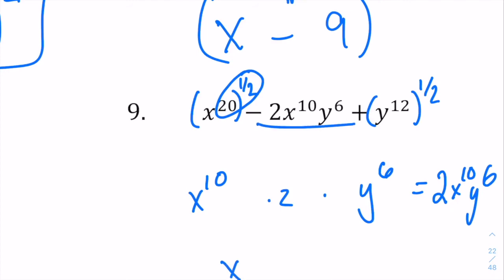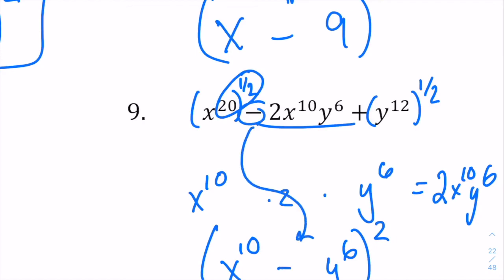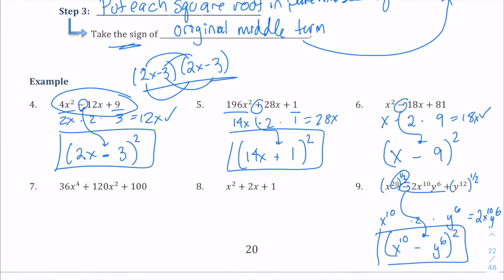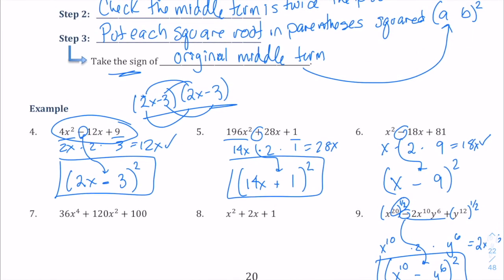Okay, so we have x to the 10th is the square root of the first. We have y to the 6th is the square root of the third. Put them in parentheses, square it, bring down our sign. Wow, it looked mean and evil. It really wasn't that bad at all. So these are two special cases. This is how you factor the difference of squares and how you factor a perfect square trinomial.